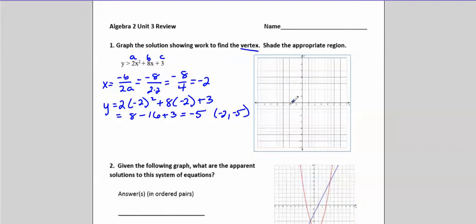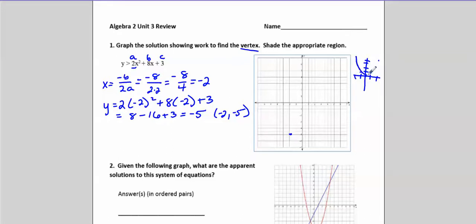So we're going to go to negative 2 and negative 5 and make the vertex. The a value is positive, which means that the graph will open up, and it has a stretch of 2. So normally your parent function parabola goes over 1 and up 1. So that would be your vertex, over 1 and up 1. And your parent parabola normally would go over 2 and up 4.